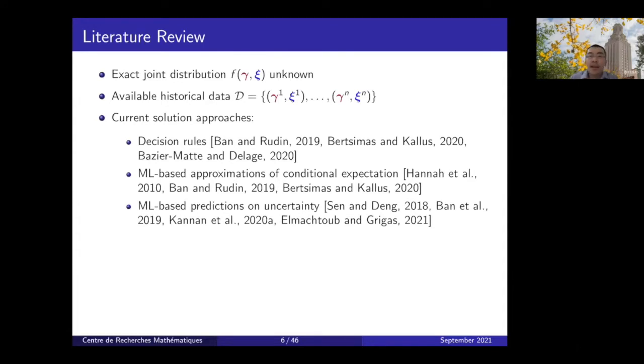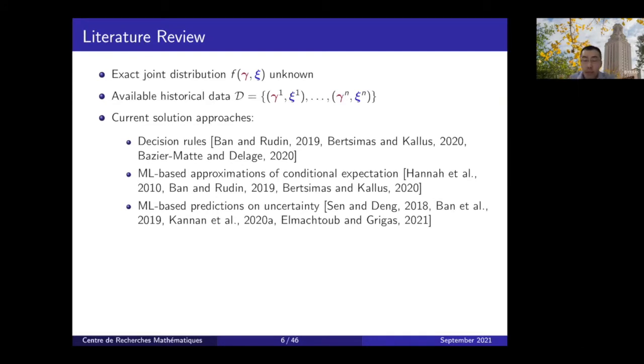So the third category attempts to use machine learning techniques to generate a prediction on the uncertainty. So here, a regression is performed to approximate the conditional expectation of psi given gamma, which is then used in the optimization model. So the regression technique used can be a traditional one, like least squares, or even a smart one, which takes into account the structure of the nominal optimization problem.